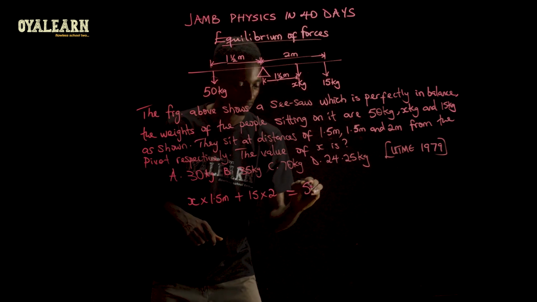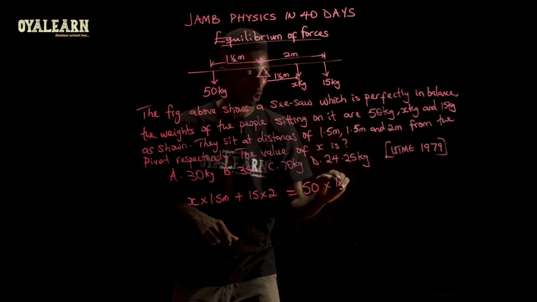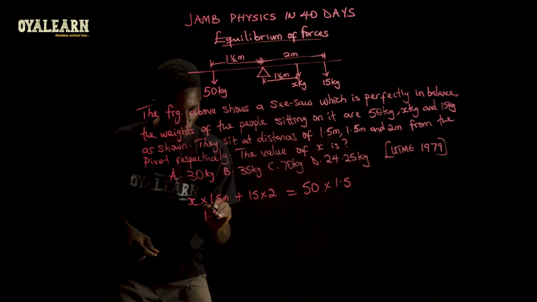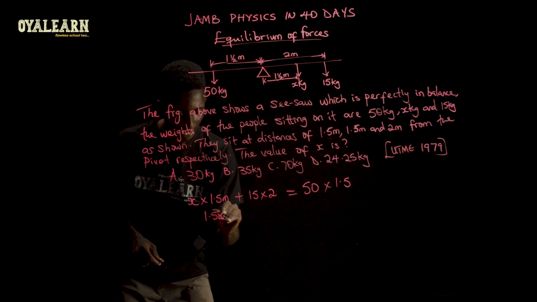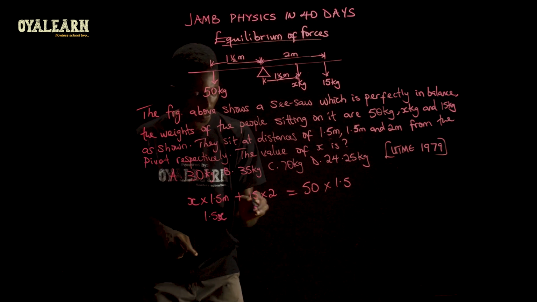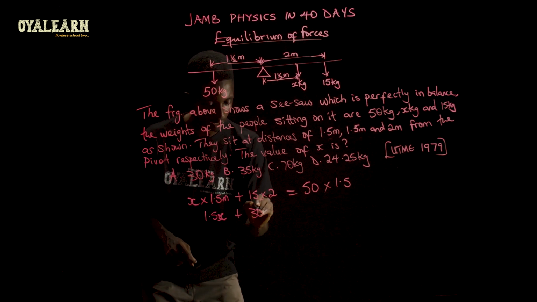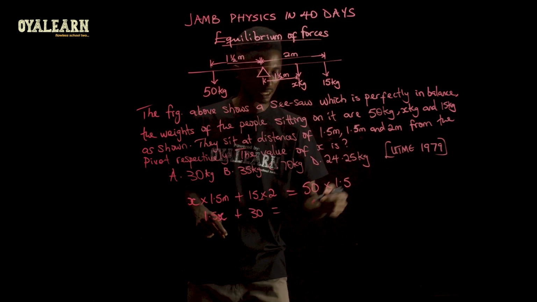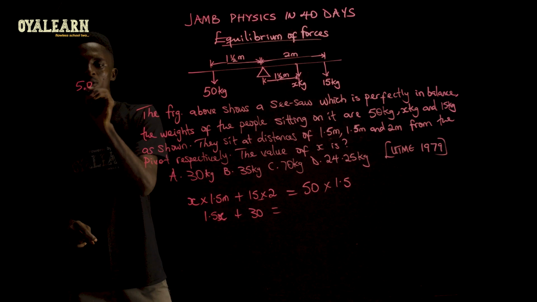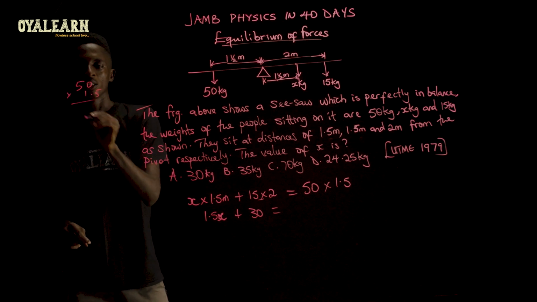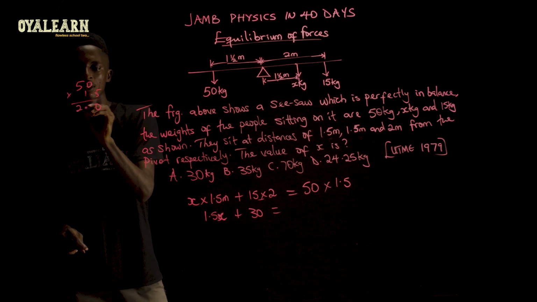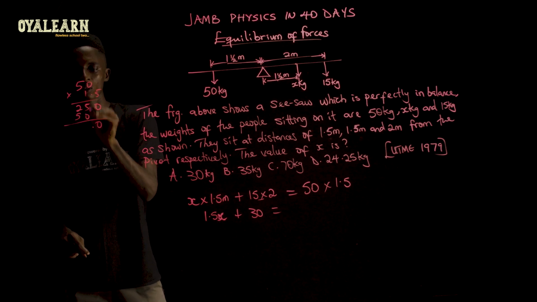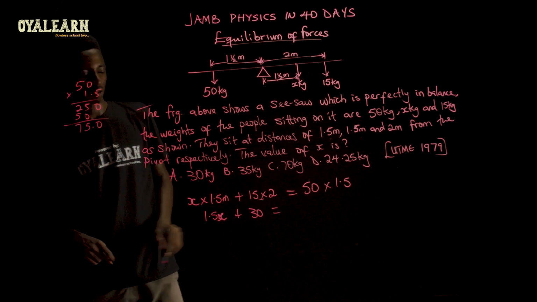So we have 50 multiplied by 1.5. Now let's see what this gives us. This will be 1.5x, right, plus this will give you 30, equals, now when we multiply this, what do we get? 50 times 1.5: this will give us 0, this will give us 5, and then 7, so 75.